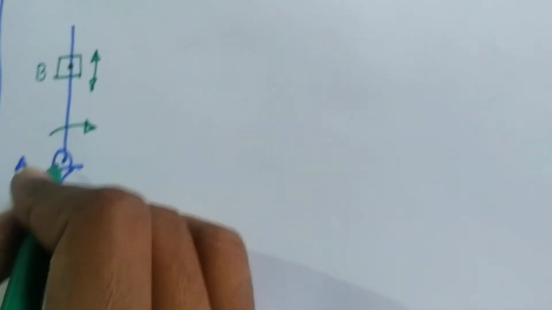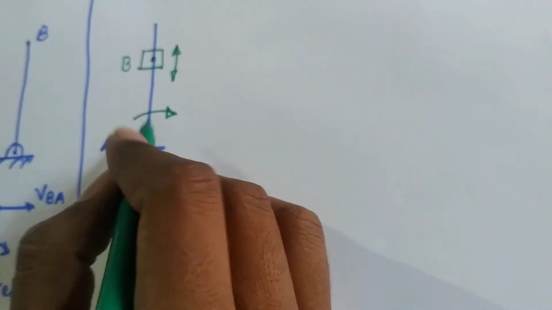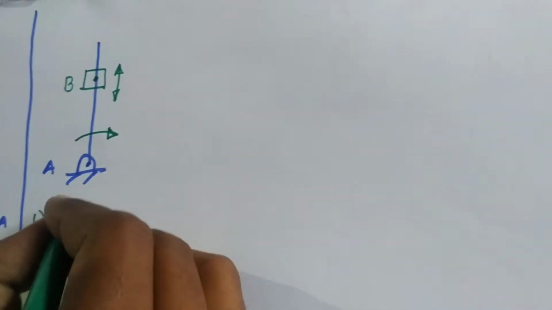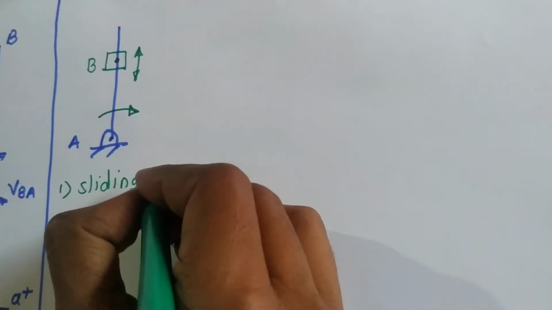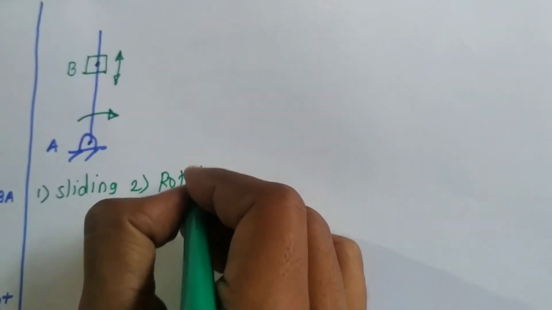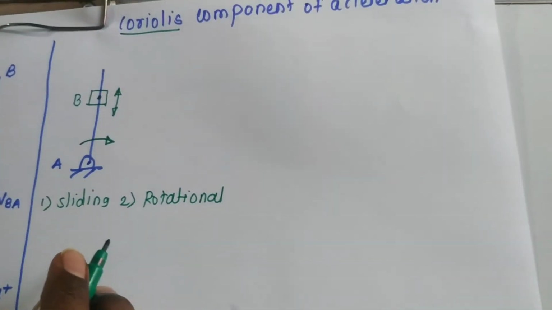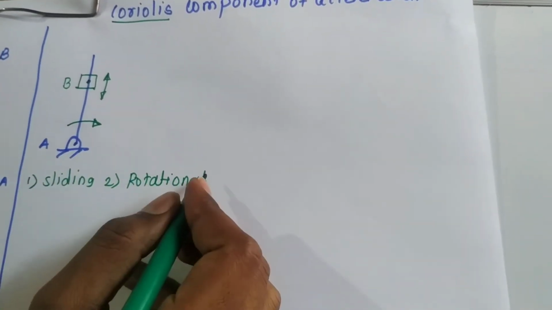So rotation is also possible. It means for this link, if you consider the slider at this point, it will not remain permanently here, but it will slide either upward or downward. And if this link moves or rotates, then this slider also rotates. So there are two motions of the slider. One is a sliding motion and the other is a rotational motion. So remember, the Coriolis component will be present only when the body has sliding as well as rotational motion. Now we'll see how this component will be added.